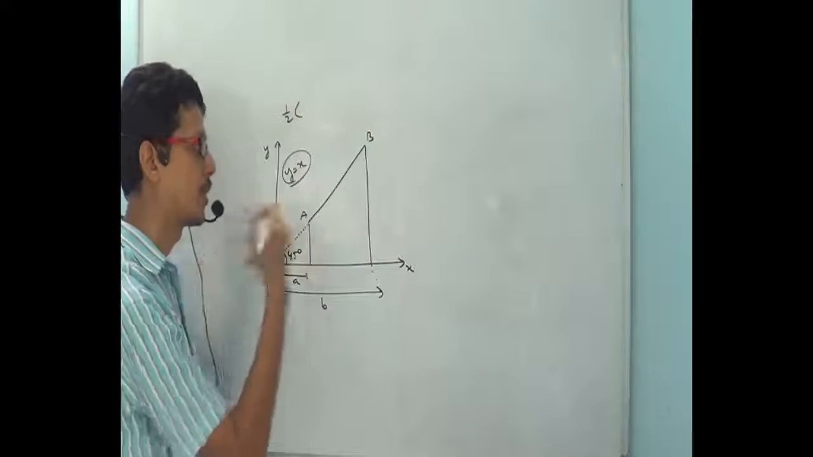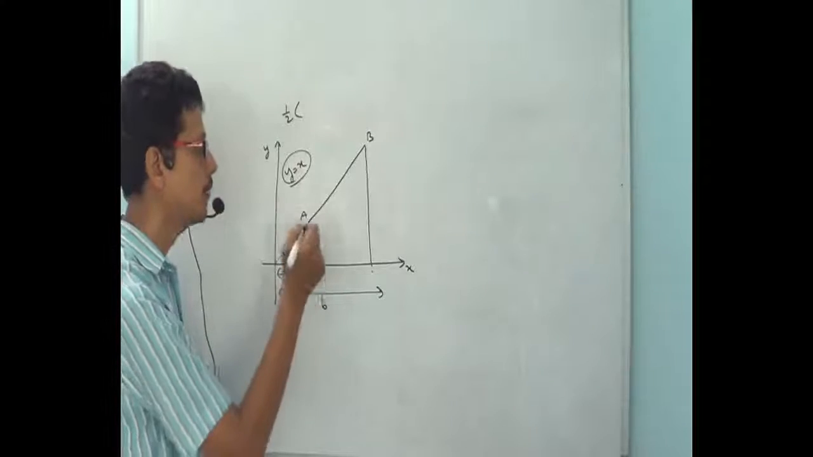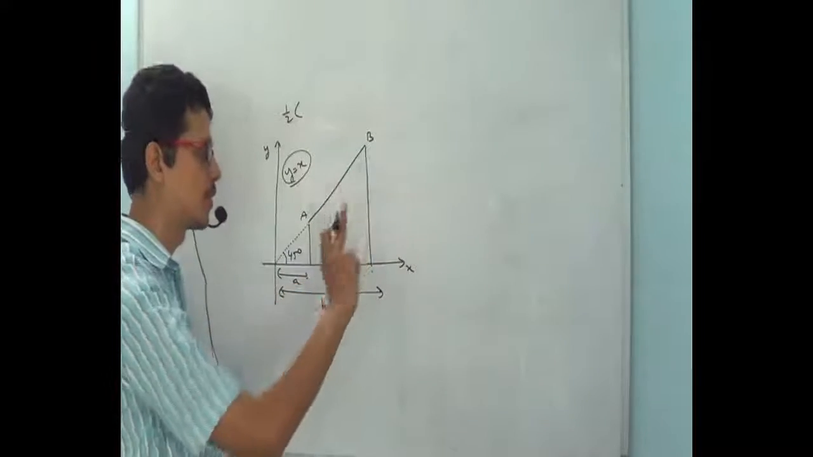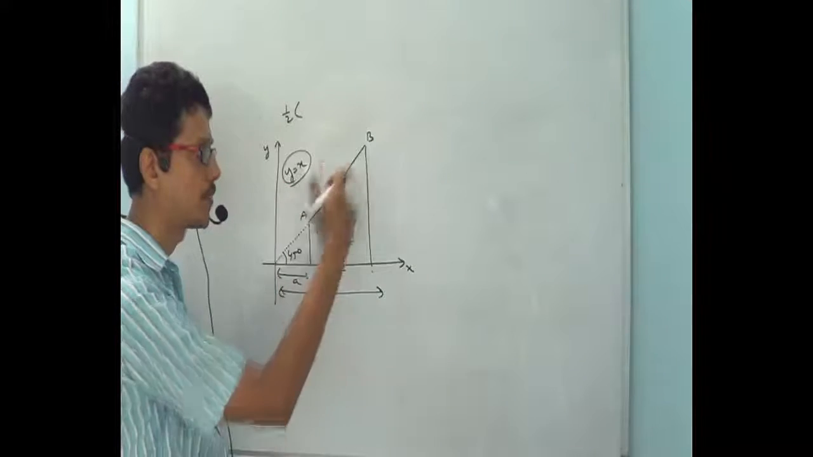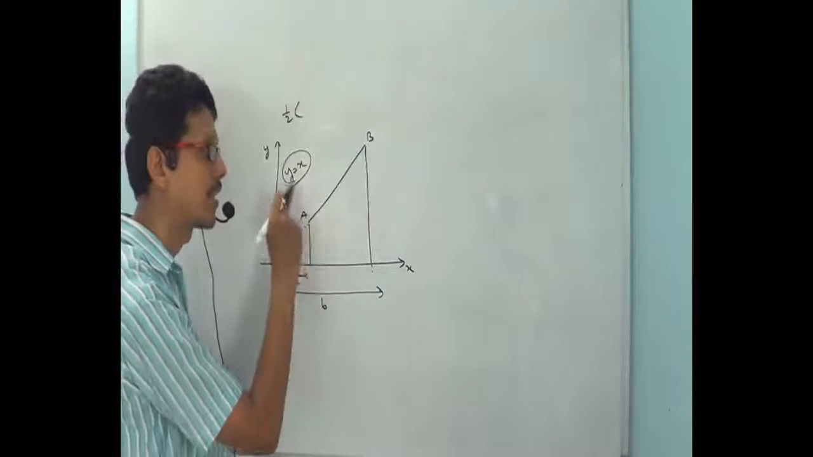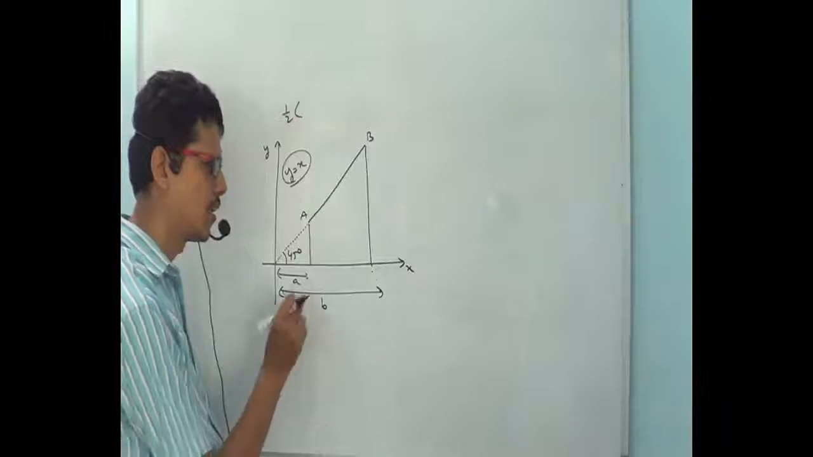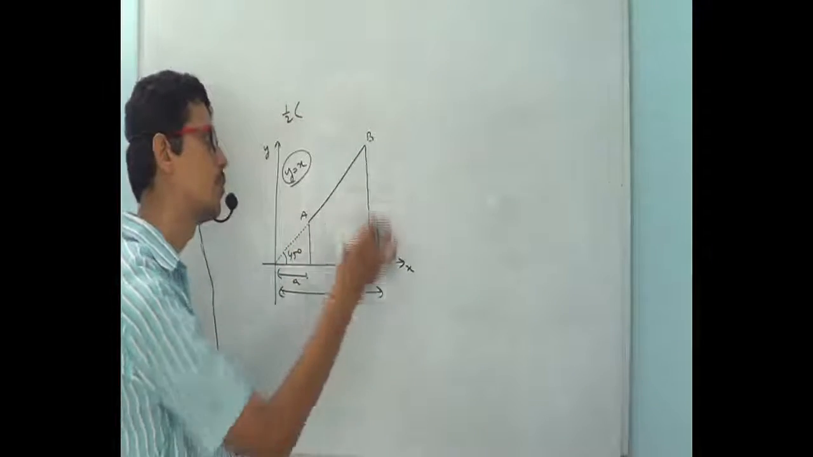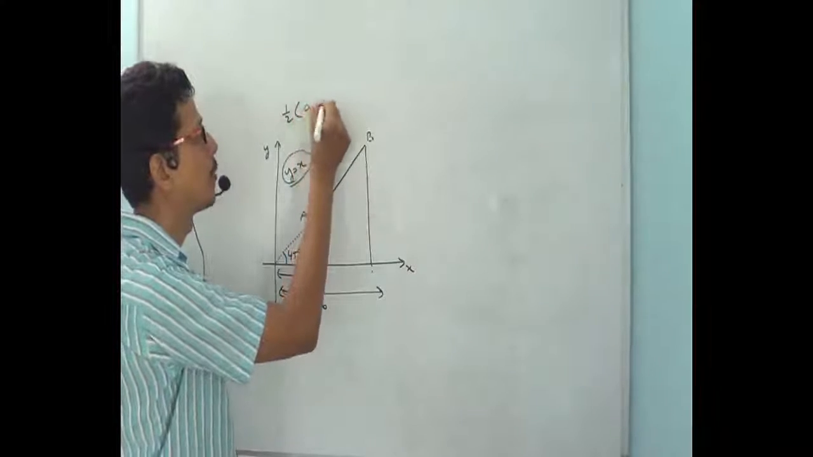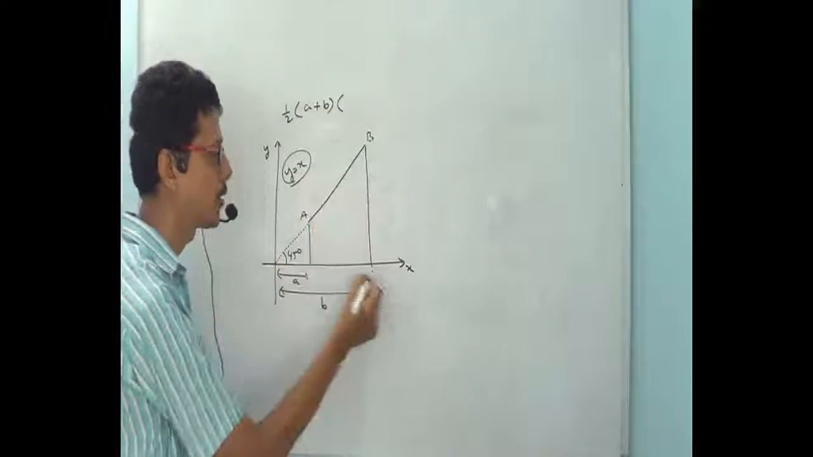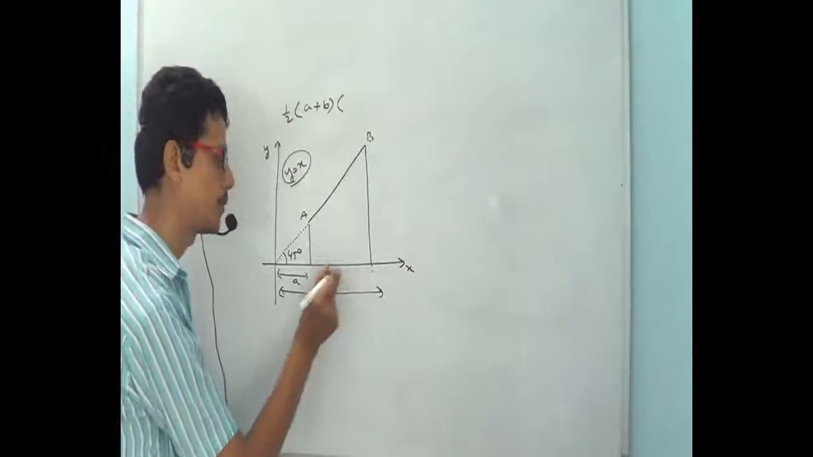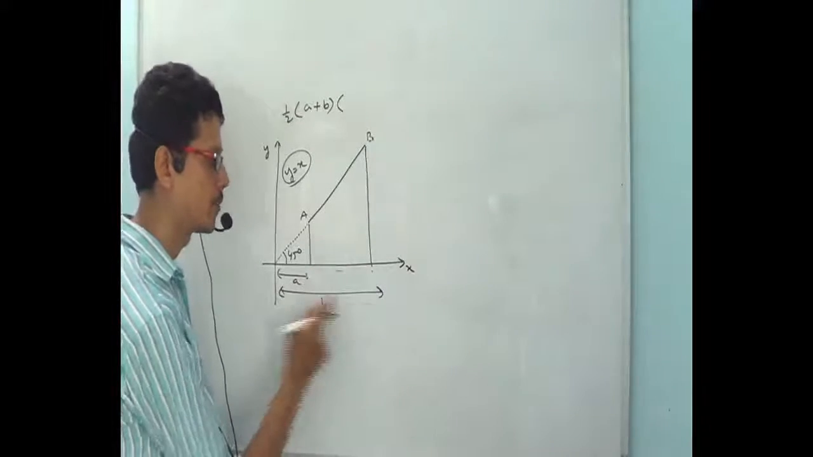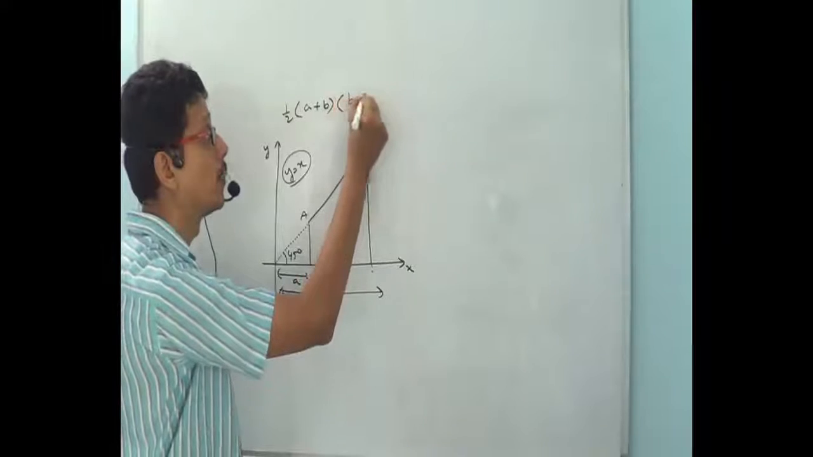If this function we have taken, so this is A, this is B, because x equal to y is the function. If this is A, this is also A. If this is B, this is also B. Half into sum of parallel sides into distance between the parallel sides. This distance is B minus A.